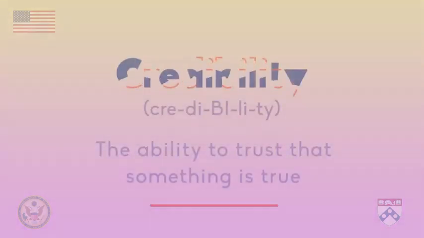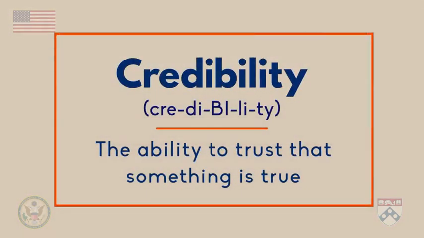First, let's define credibility. Credibility means the ability to trust that something is true. If a source of information is credible, then we can trust that it will give true information. Whenever we see information on social media, it's important to ask whether the source of that information is credible.